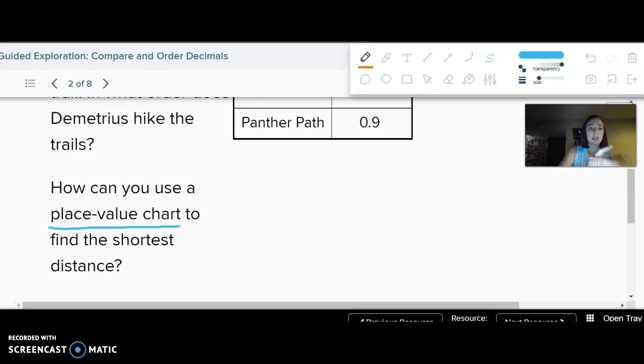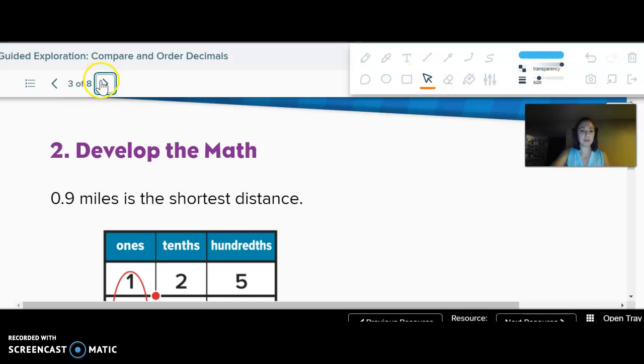Place value chart. Now again, you might not have a place value chart, so you could always just write them vertically. But I will show you how to use a place value chart, and then you could apply the same strategy just without the chart or with lined paper, like I said last time.